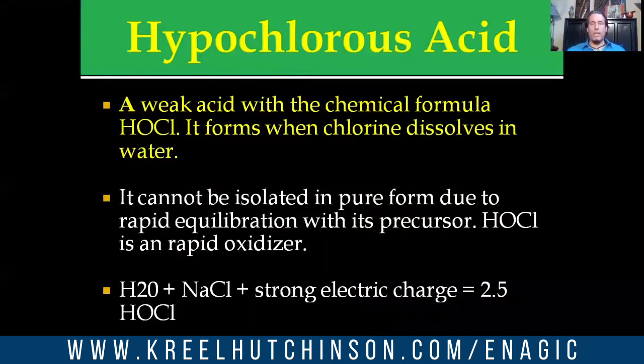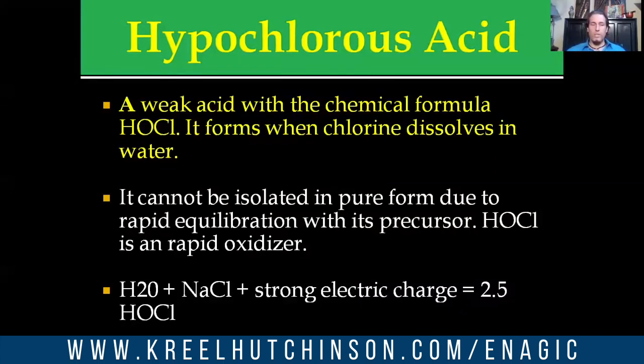Hypochlorous acid is a weak acid with a chemical formula of HOCl. It basically forms when chlorine dissolves in water. It's the basis and premise for bleach type stuff. However, electrolyzed hypochlorous acid is done in the presence of an electric current. It cannot be isolated in a pure form due to its rapid equilibration with its precursors, basically salt water, and it works as an oxidizer.